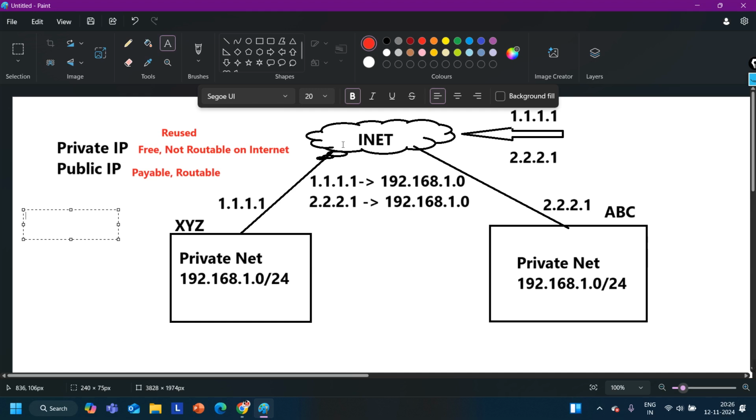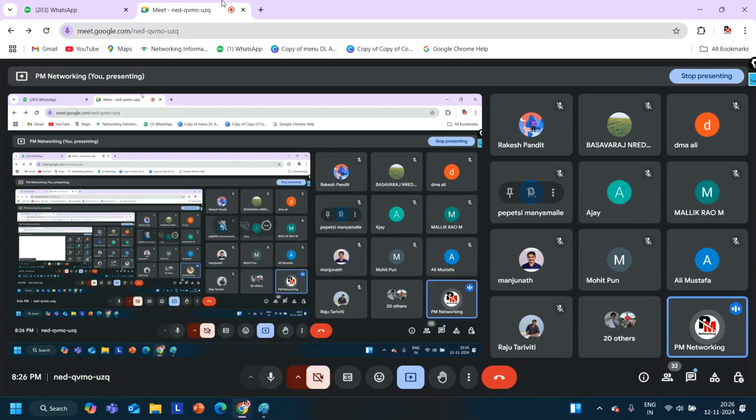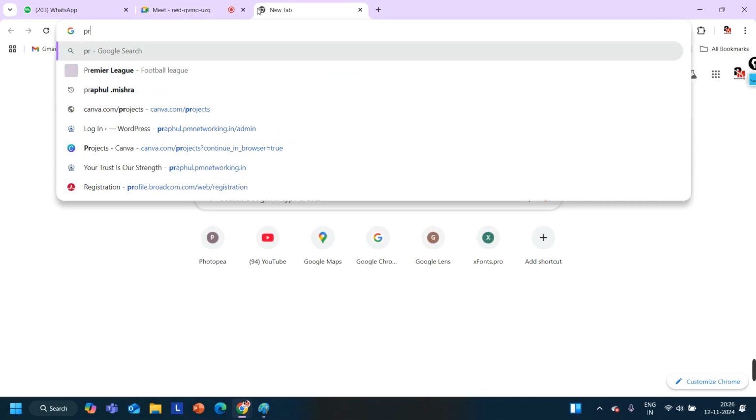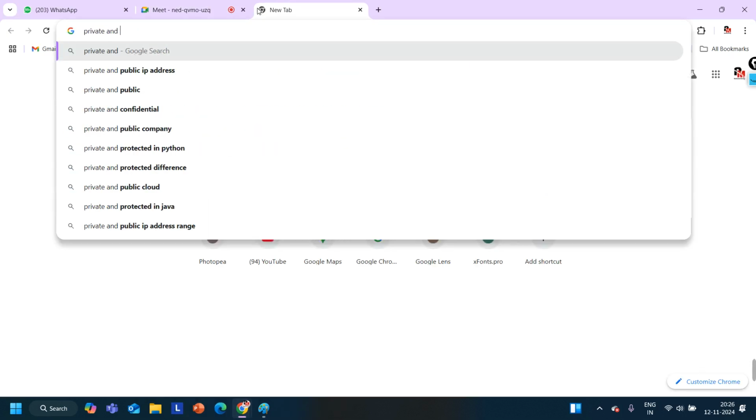For now, I just want you to understand private and public IP. What I am saying is, first, to reduce the shortage of IPv4 addresses, we divide them into classes. Still we have a shortage, so we divide each class into private and public, right? And we have a range of private IP addresses from each class. If you want to see the range, simply search in Google for private and public IP range.